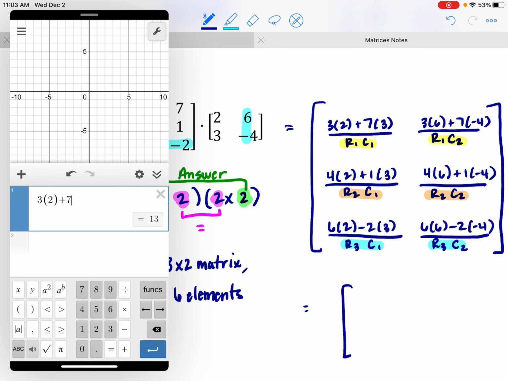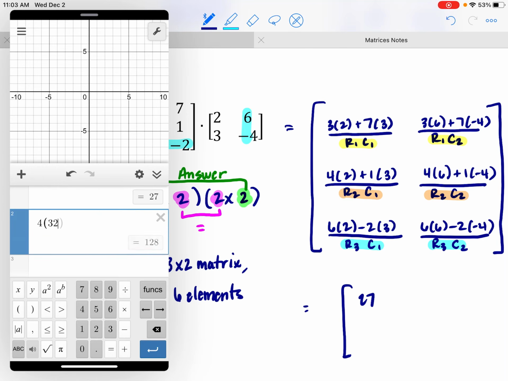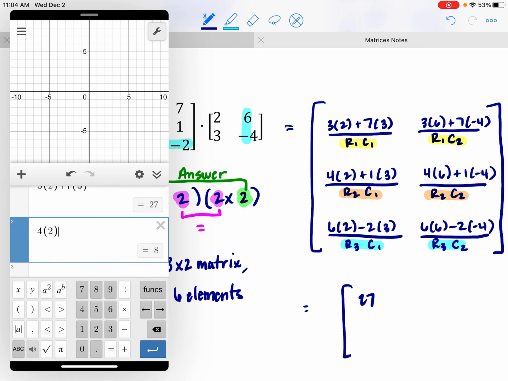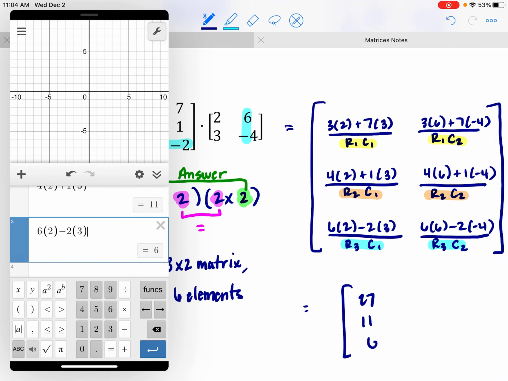So 3 times 2 and 7 times 3 gives me 27. And then 4 times 2 plus 1 times 3. It seems a little silly now that I'm typing this into the calculator because it's mental math, but whatever. No shame, no shame. Alright, last one I get 6. Let's go to the next column.